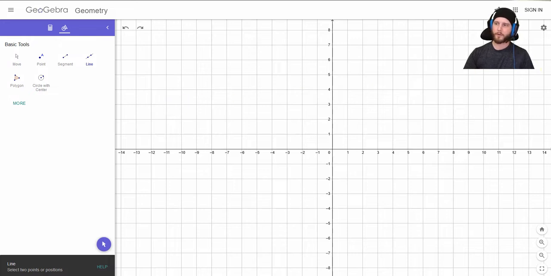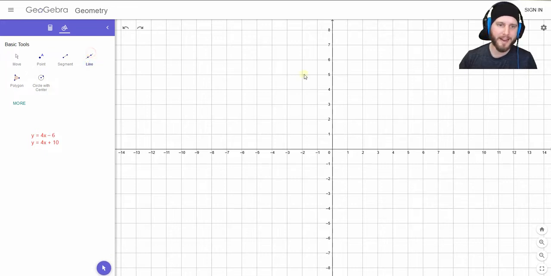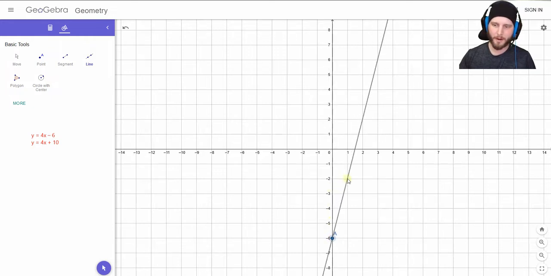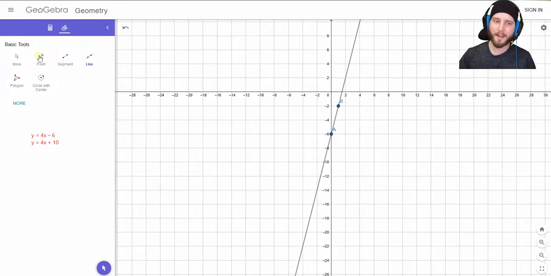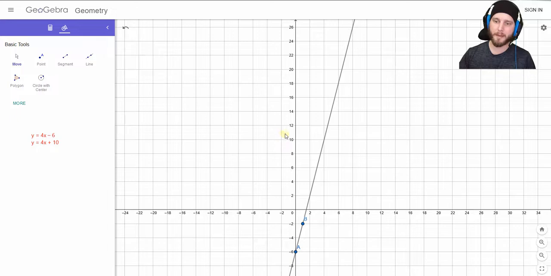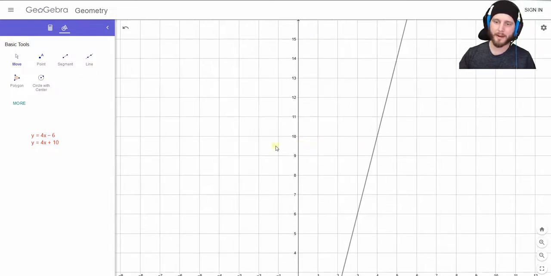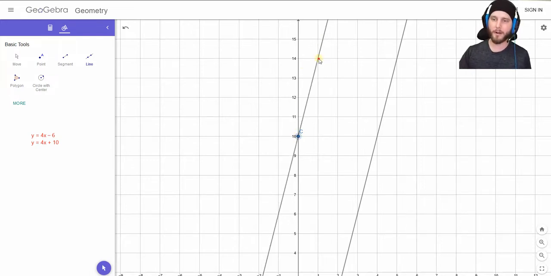So my first set of coordinates are going to involve crossing at y equals -6, and it's going to go up by 4, and it's going to go over by 1. Second one is at +10, so let me move up a bit. So my next one is at +10, and it's same thing, same slope. It goes up by 4 and over by 1.